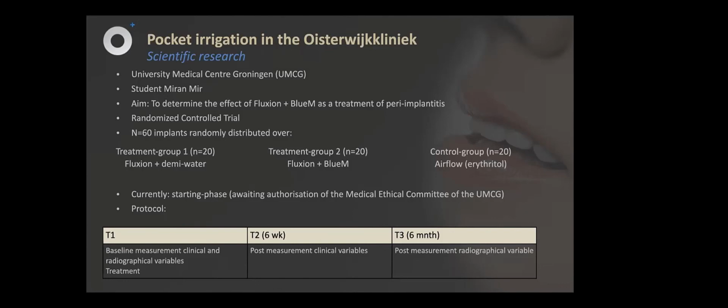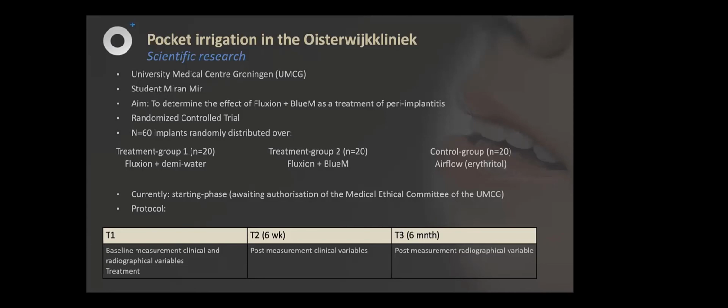It is a randomized clinical trial, and we have 60 implants randomly distributed over three treatment groups. One, we treat with fluxion and demineralized water. The second treatment group, we treat with the fluxion and the Blu-M, and the control group is the airflow, which we are quite familiar with. At this moment, we are in the starting phase, and we are waiting for the authorization of the Medical Ethical Committee of the university.